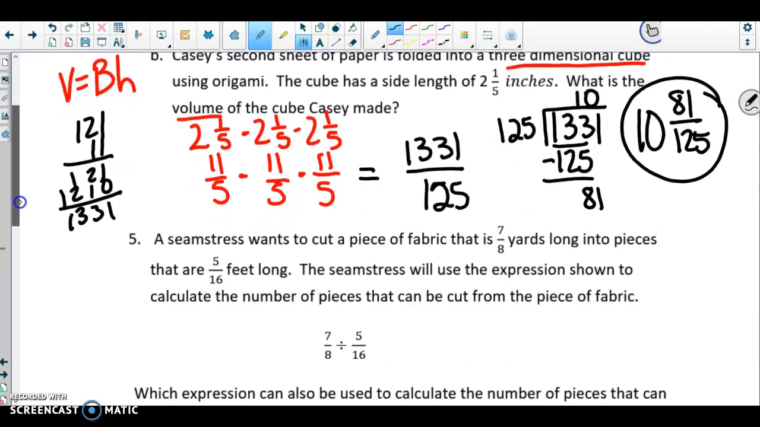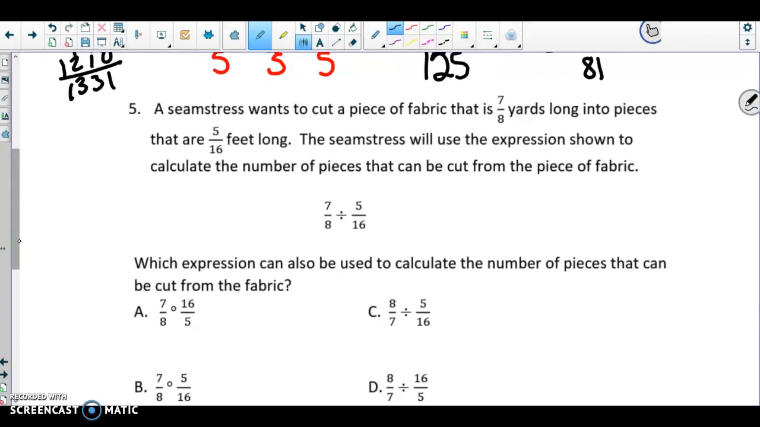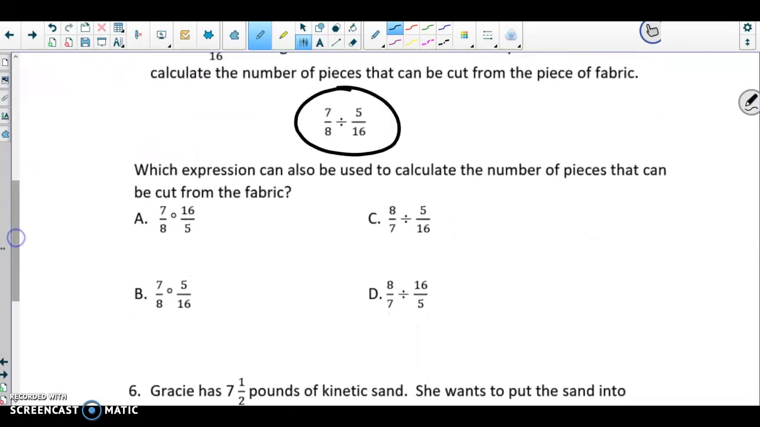All right, number 5. A seamstress wants to cut a piece of fabric that is 7/8 yards long into pieces that are 5/16 feet long. The seamstress will use the expression shown to calculate the number of pieces that can be cut from the piece of fabric. So here's our information. They gave that to us. There's our division problem. So 7/8 divided by 5/16. Which expression can also be used to calculate the number of pieces that can be cut from the fabric?